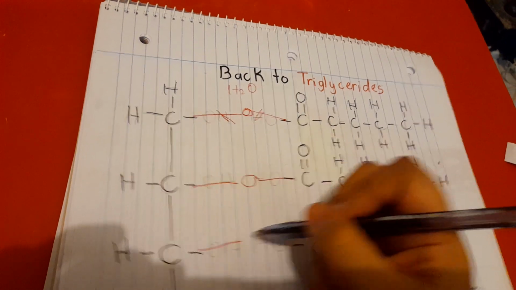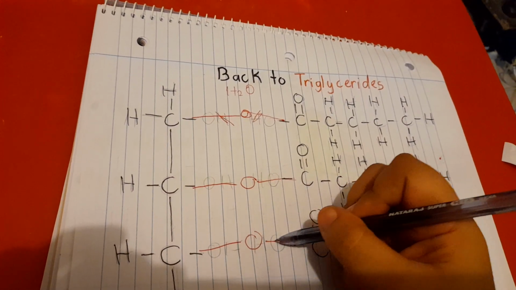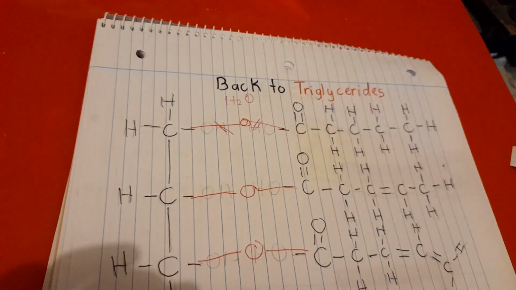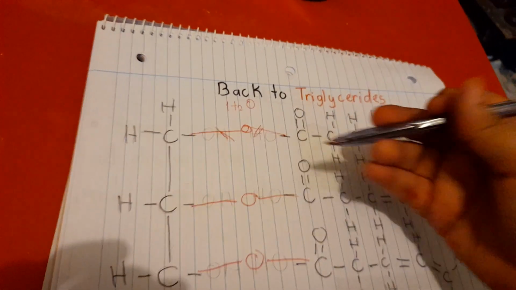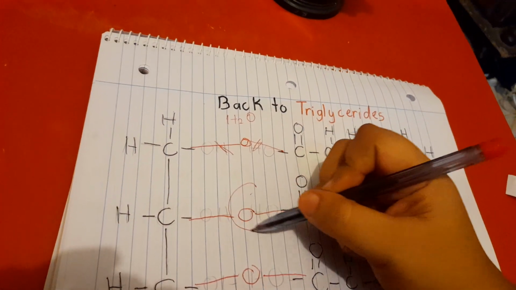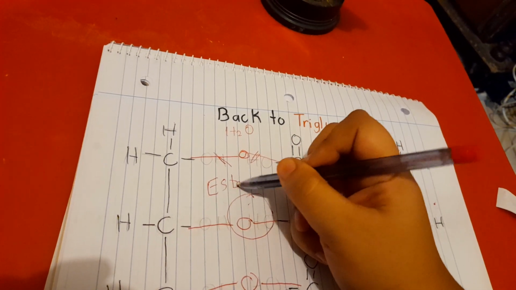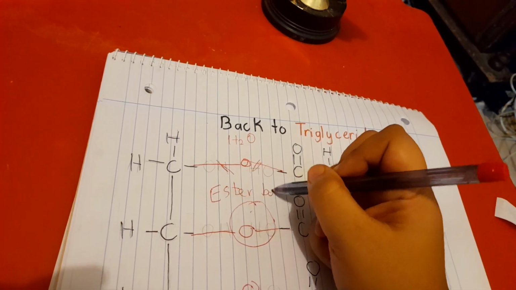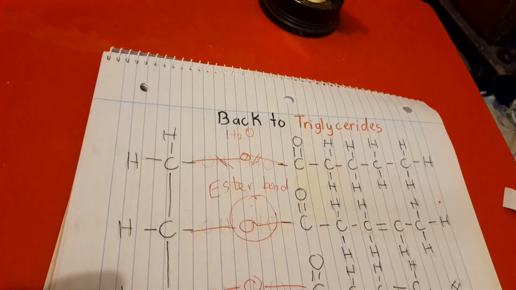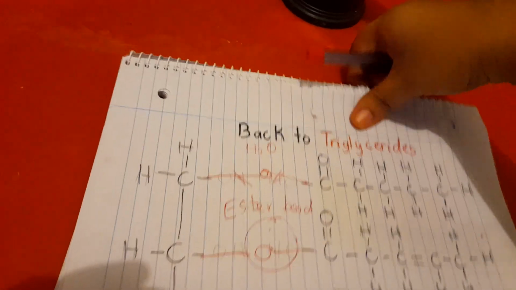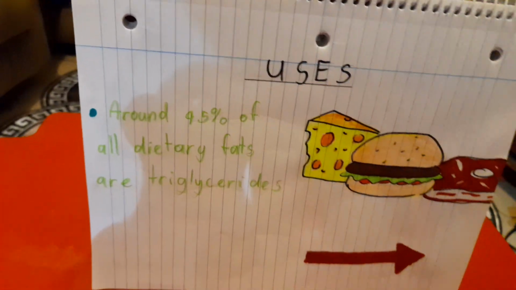This becomes the bond right here. And this type of bond is actually called an ester bond. So this is an ester bond. So let's just put this back. Moving on.